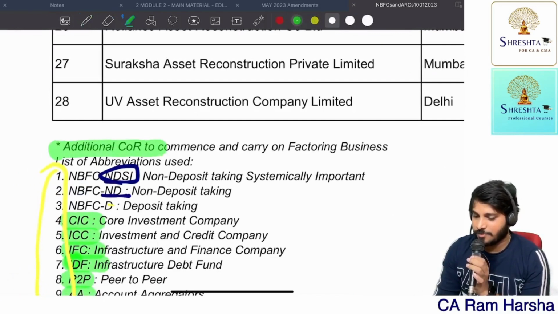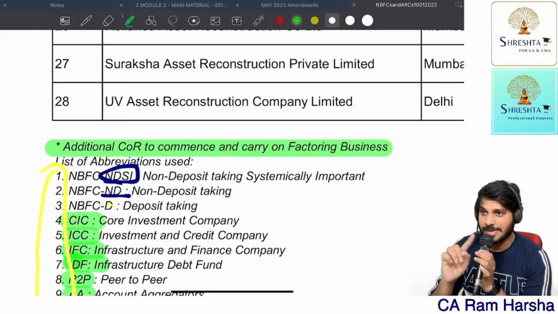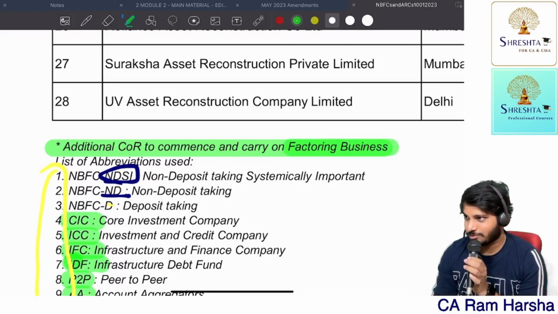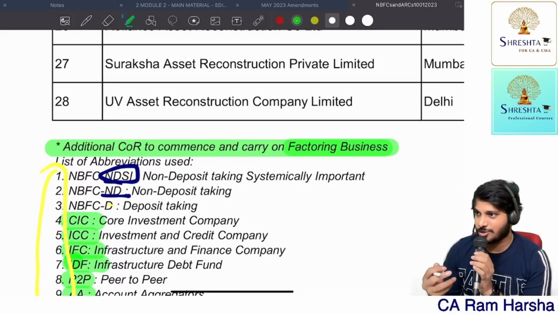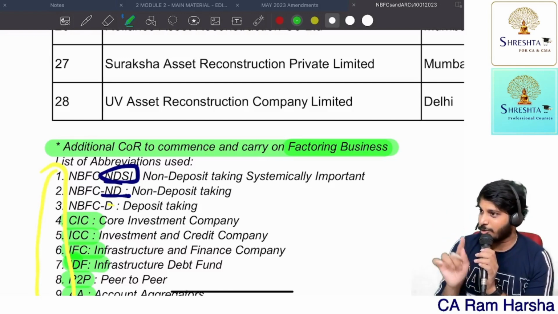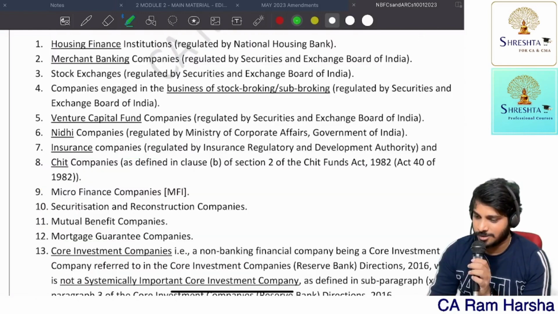Okay, the star mark they defined here: additional certificate of registration to commence and carry on factoring. Right now it is only non-deposit taking systemically important. Now they are going to commence the factoring business also. That's why they have given some star mark. Anyhow, in the upper layer right now we have how many? Only 11. Probably they would have come by default because the top 10 should be in the upper layer, no? So that would be the reason.